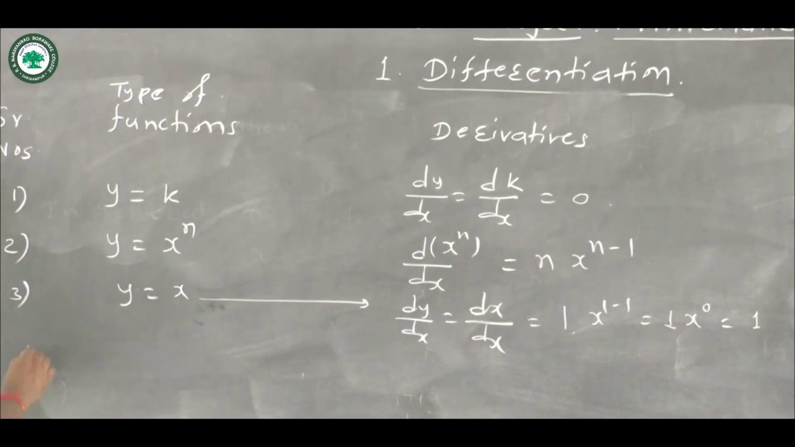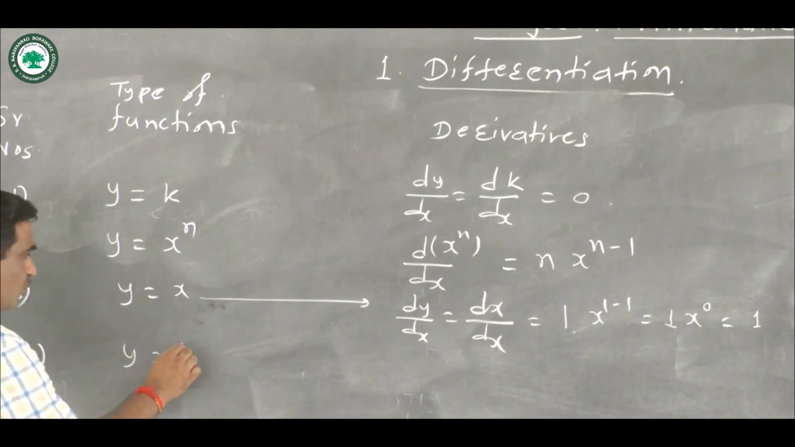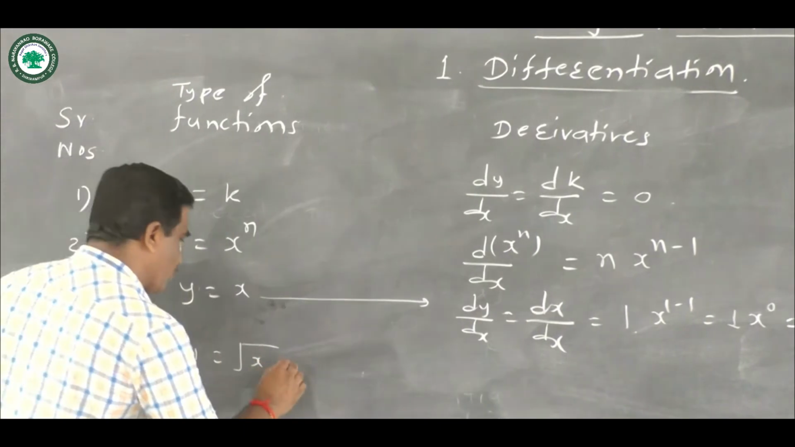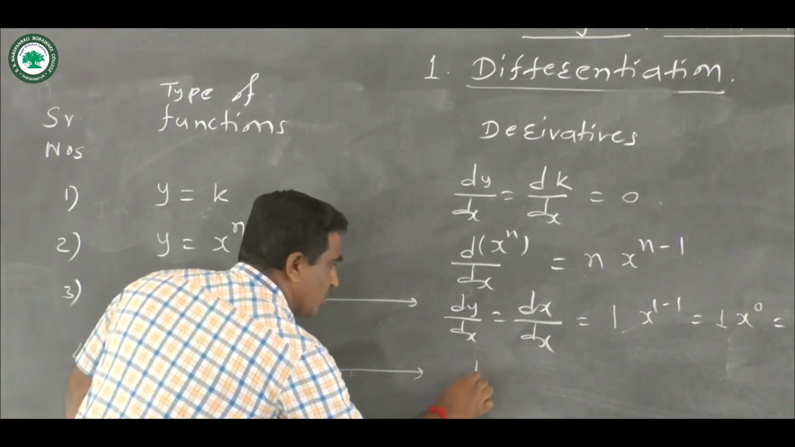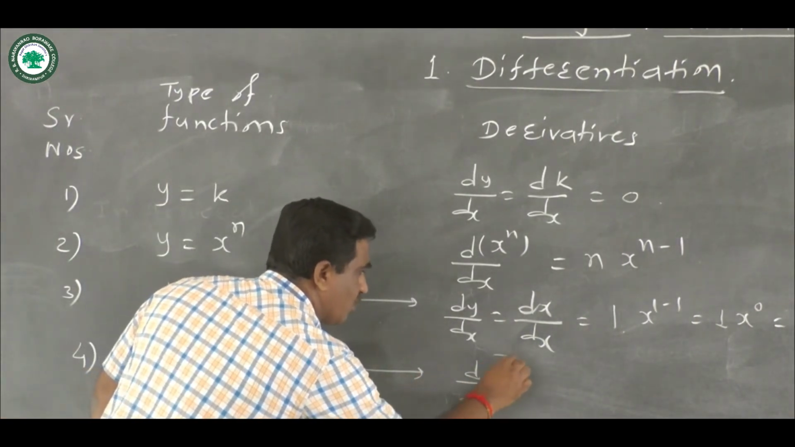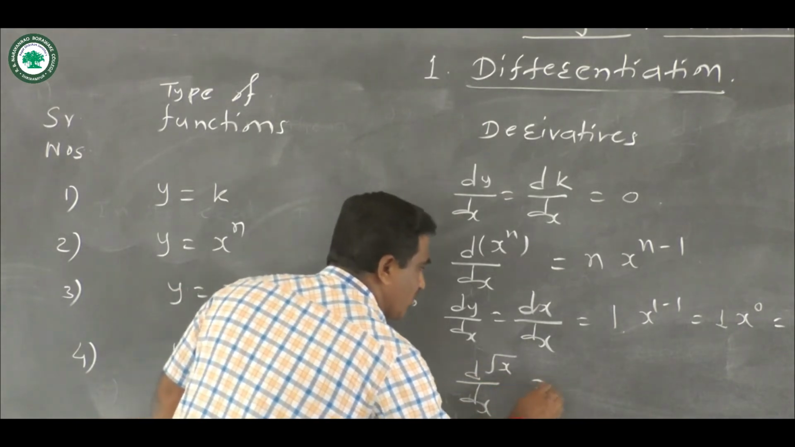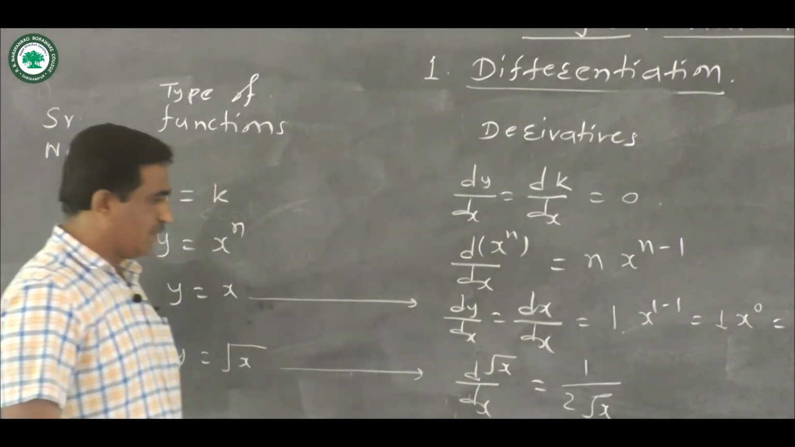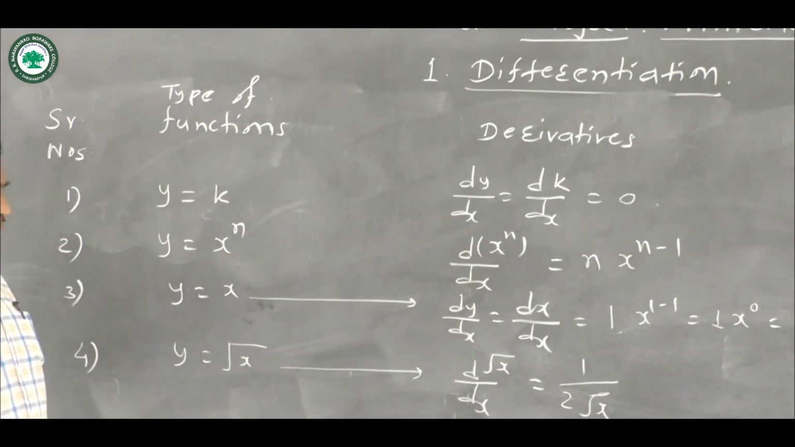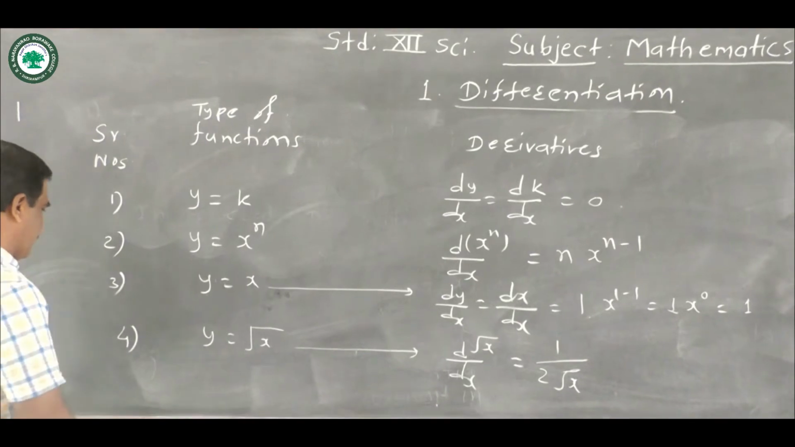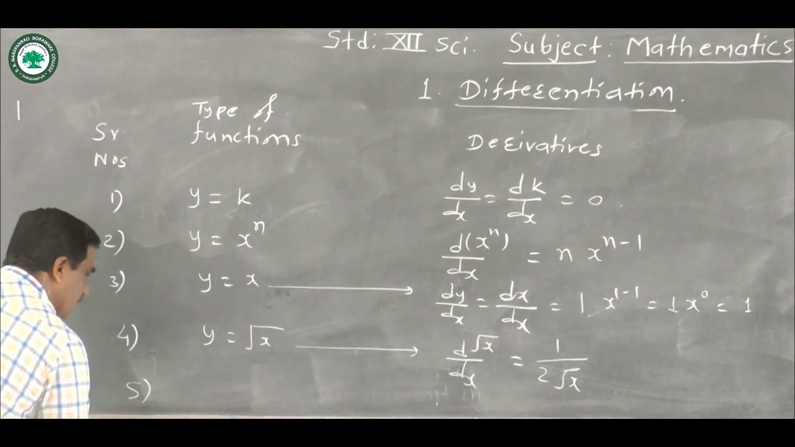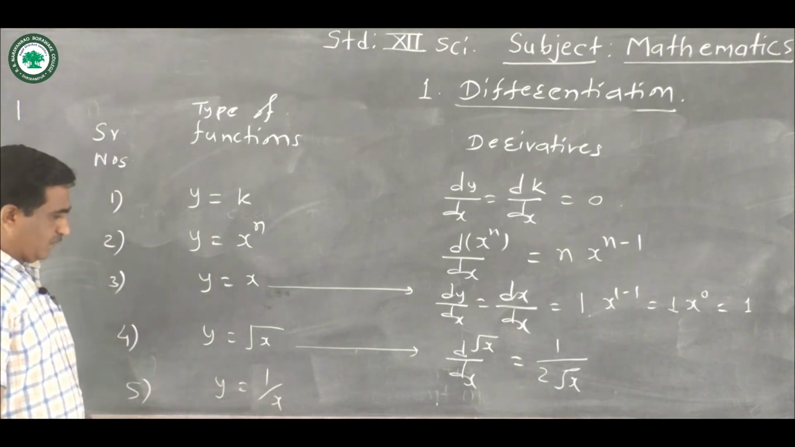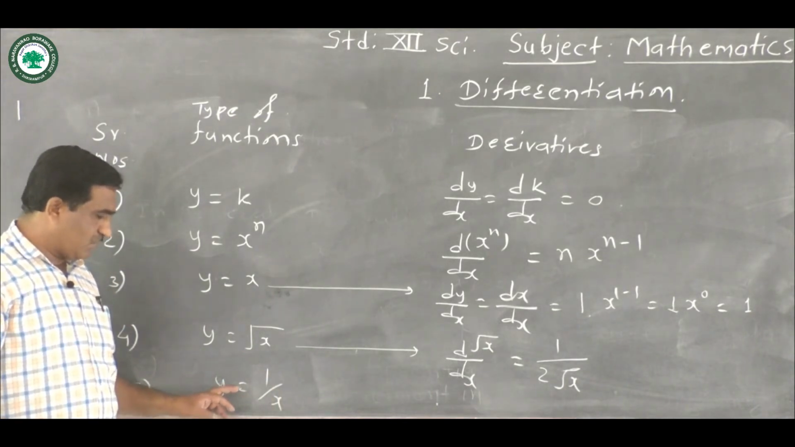Now number 4, y is equal to under root x. This is also a power function. Derivative of this function with respect to x, dy by dx of under root x is equal to 1 upon 2 into under root x. Now further, one more power function here. Y is equal to 1 upon x. That is, we can write this again.